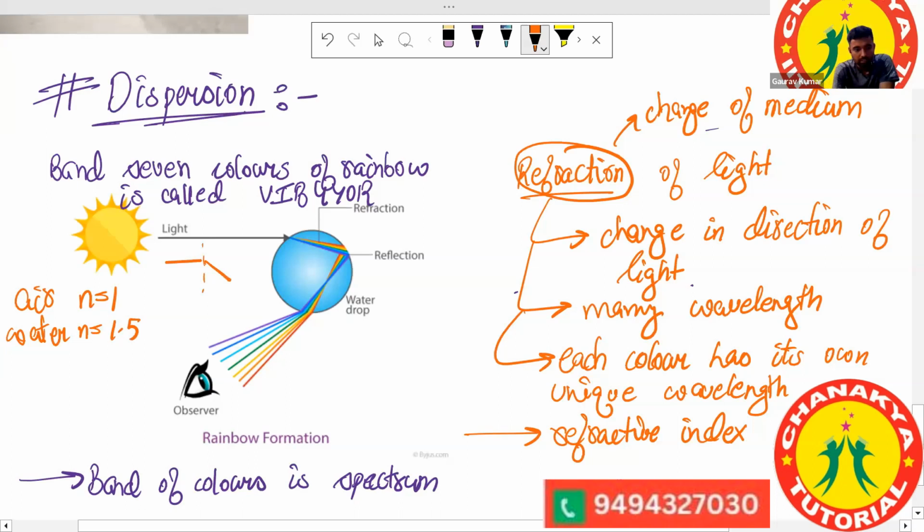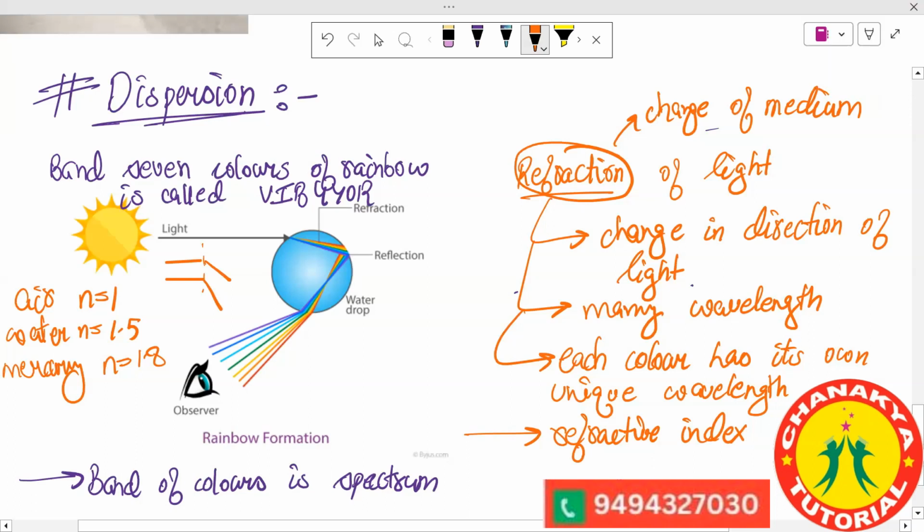Let's say there is some other medium, let's say mercury, with a refractive index more than 1.5, let's say 1.8. What will this mercury do? It will bend the light more than it was bent in water. So with the help of the value of the refractive index we can say how much the light will bend.